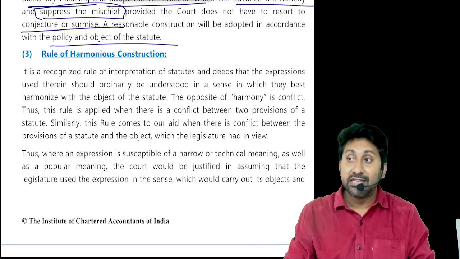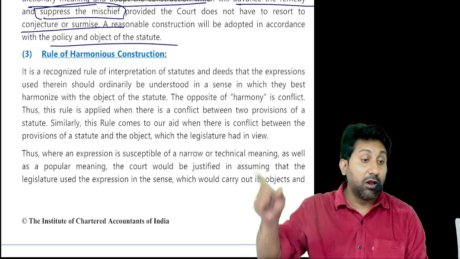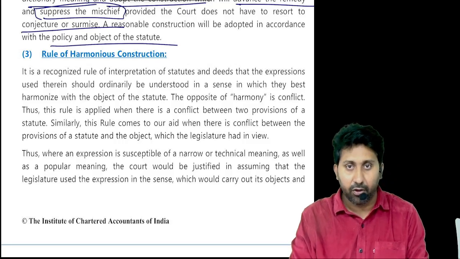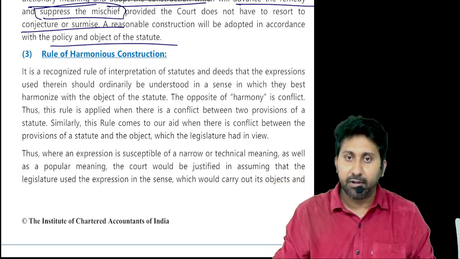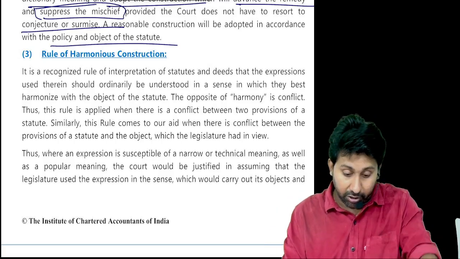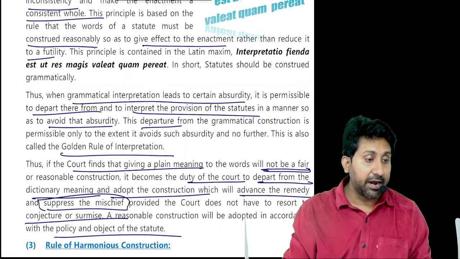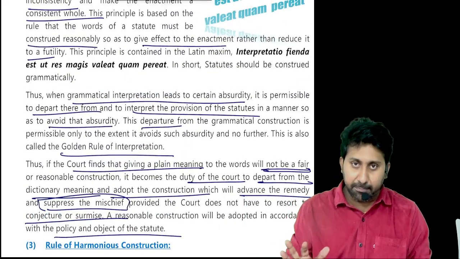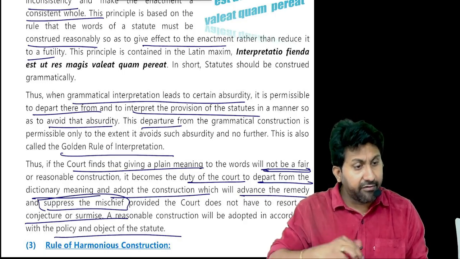How to interpret this? Earlier it should be interpreted by the rule of harmonious construction we read. First I will explain the concept. After that we will write the notes. See, by the way, I forgot. Reasonable construction example I didn't tell. In the study material, no example is there, so you need not write the example. I will tell the meaning.